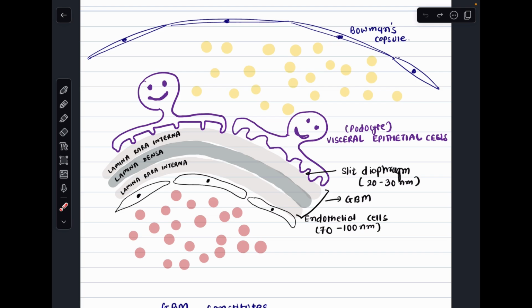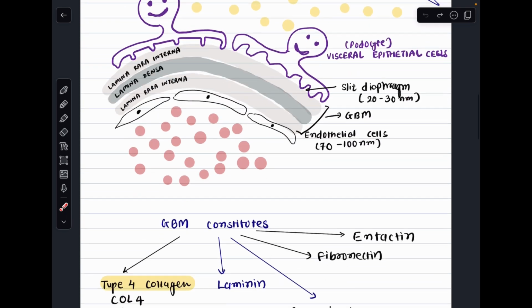So this one is the blood, this one is urine. Okay, so this blood will go through the endothelial cell, cross the lamina rara interna, densa and externa, and also the slit diaphragm, and become the urine. So direction is like this. Okay, like this. So here is the full anatomy of the cross section of the glomerular capillary wall.